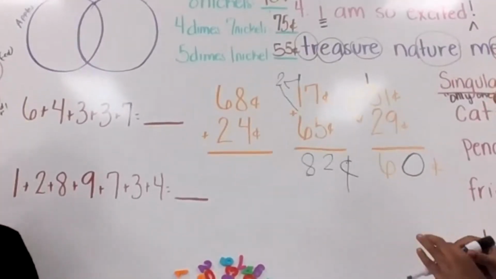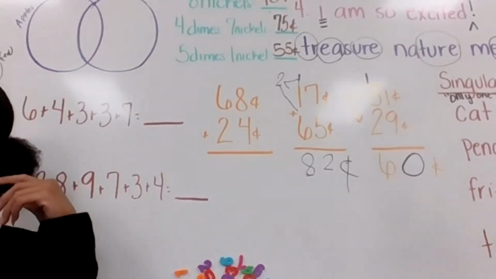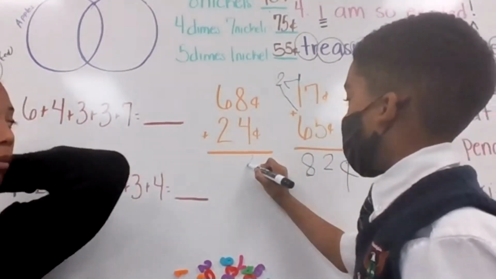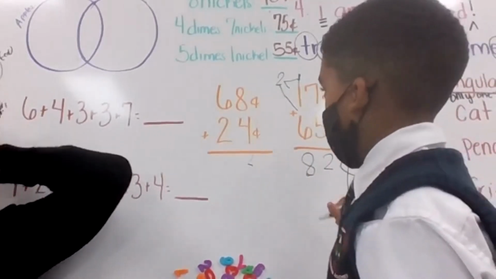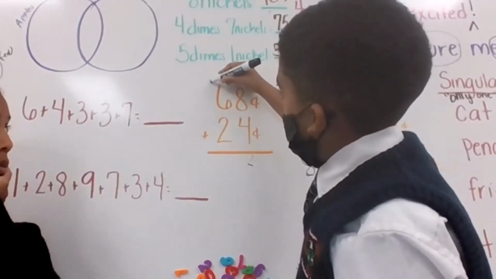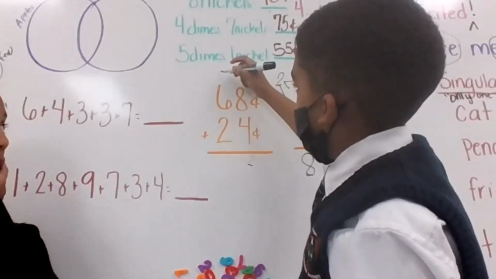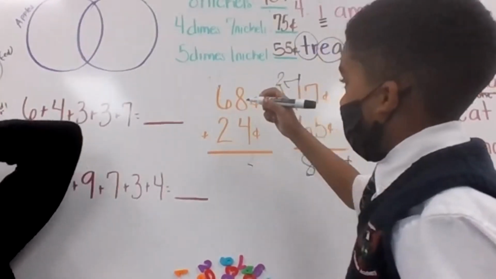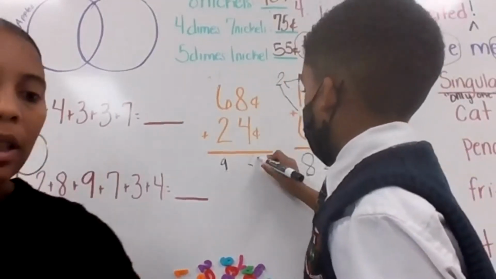Okay, so that's 68 plus 24. So start where? In the back. So 8 plus 4 is? 12. Okay, what do I put? 2. And put the 1 up there. 1 plus 6 is 7. And then 7 plus 2? Is 9. The answer should have been 92.